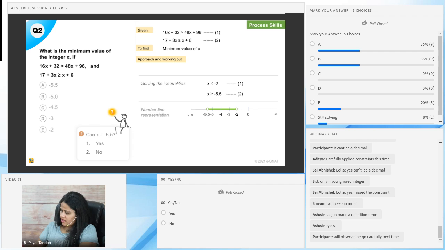Why did my writing pad get hung? Okay. Oh, I'm using my other pen.